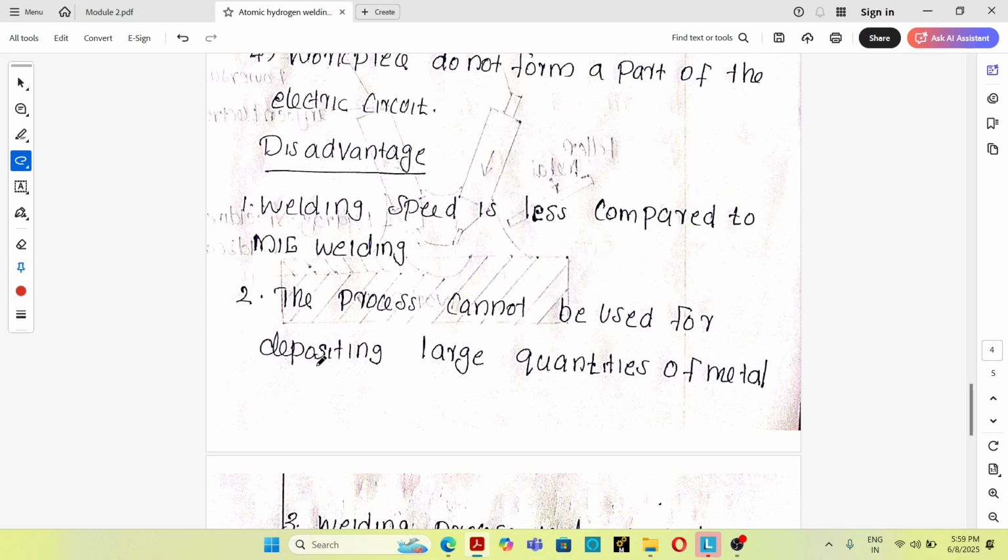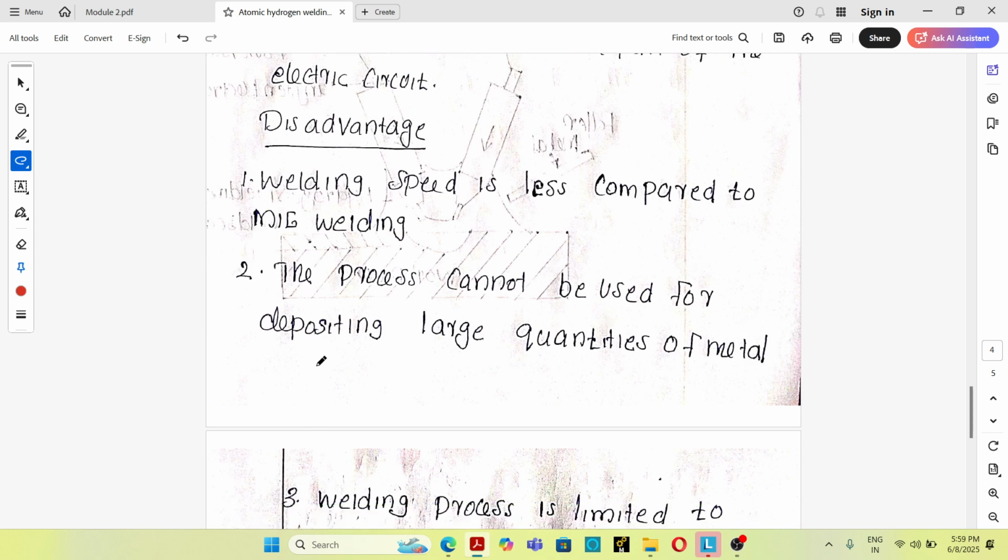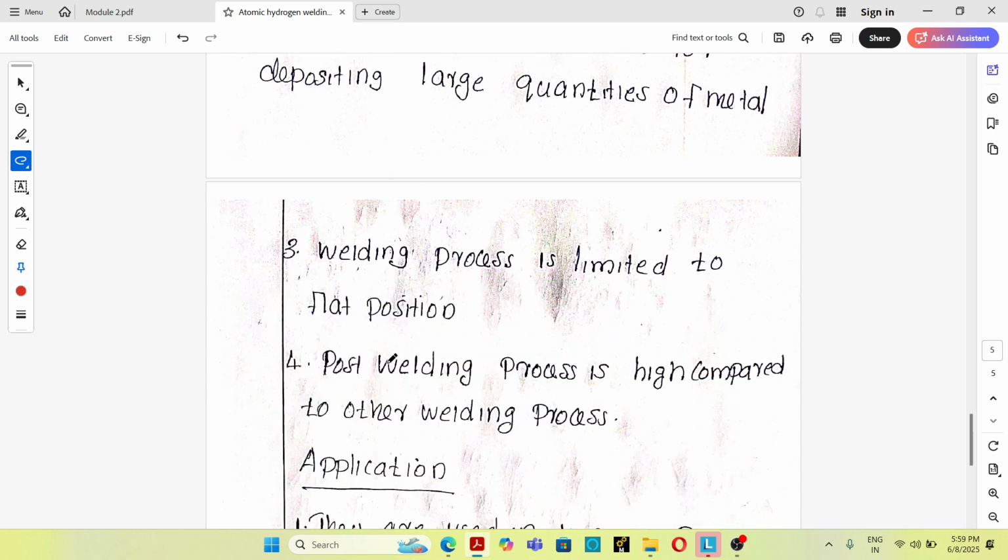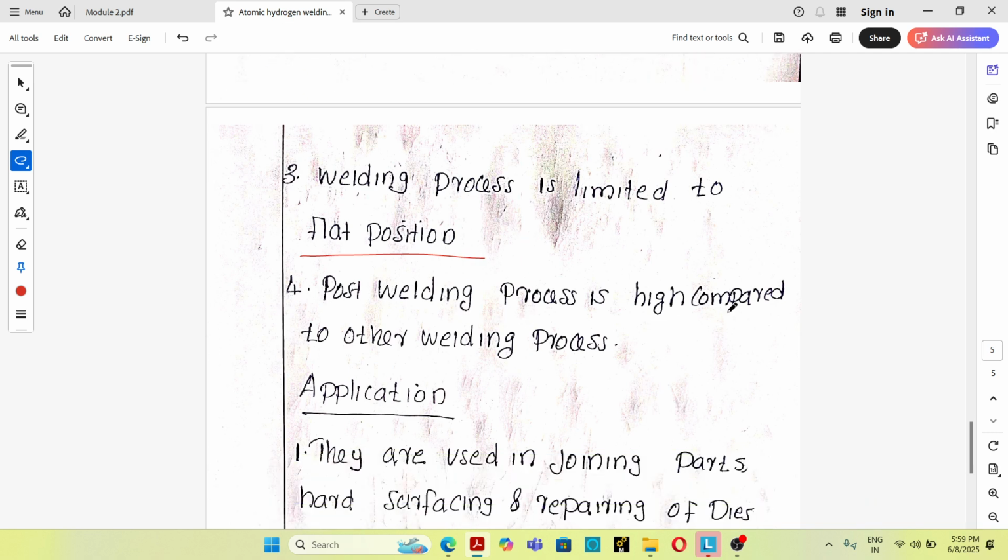Then the disadvantages. Welding speed is less compared to MIG welding. The process cannot be used for depositing large quantities of weld metal. The welding process is limited to flat positions; only in flat positions can atomic hydrogen welding be performed. Post-welding cost is high compared to the welding process. Post-welding process means a heat treatment process should be done after the hydrogen welding process.